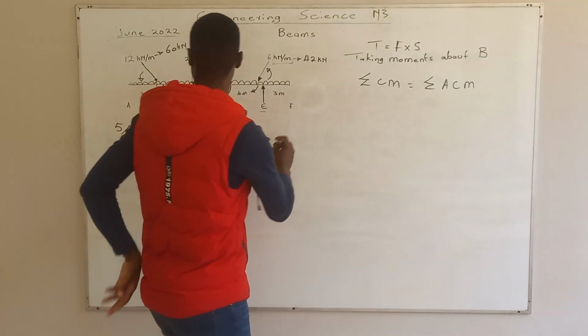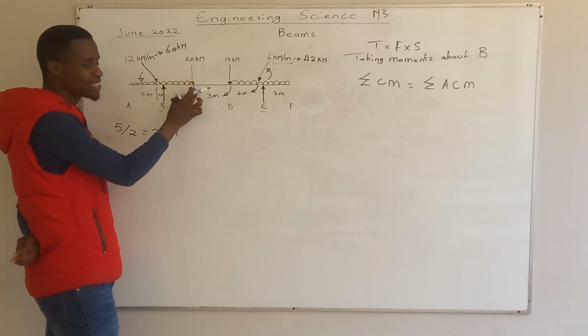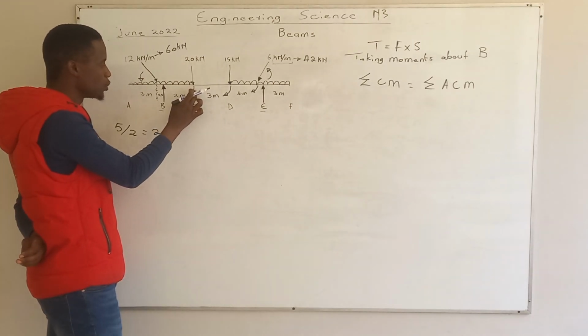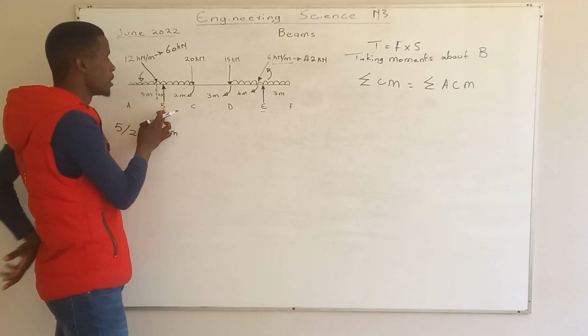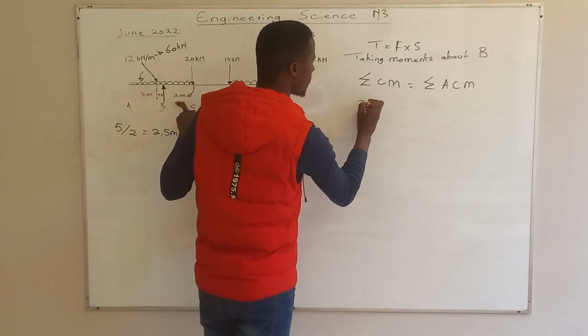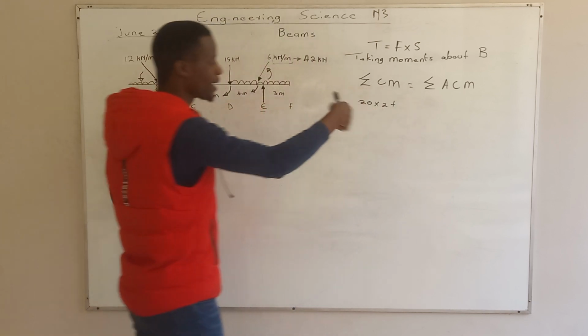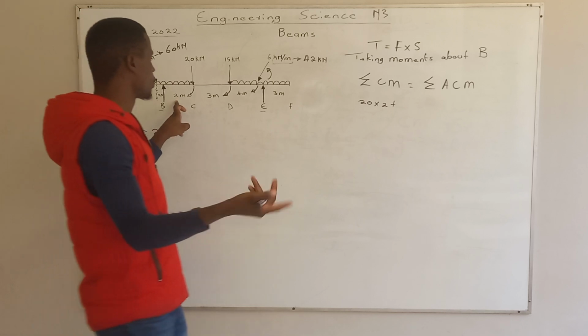So we now start. We're going to say the 20 kilonewtons multiplied by the distance from these 20 kilonewtons to our fulcrum, which is B. The distance is 2 meters. So we're going to say 20 multiplied by 2 plus, remember it's the sum, so it's going to be 80.